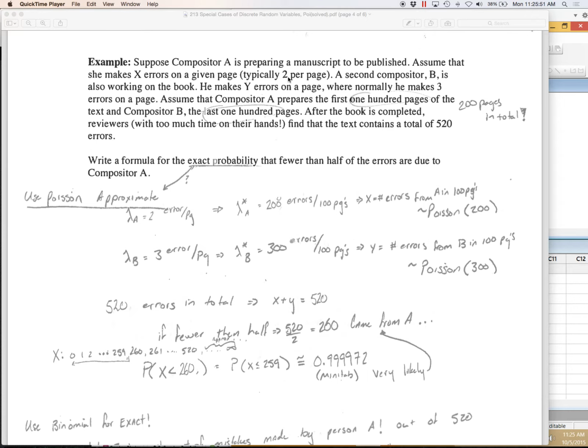So this "per" is really trying to suggest to you that this is a rate, which is really trying to suggest the Poisson distribution. Anytime you see the word "per," often you will be talking about the Poisson distribution.